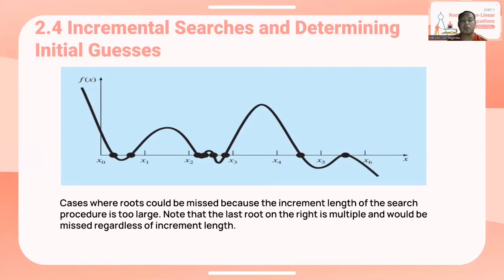So these are the cases where roots could be missed because the increment length of the search procedure is too large. Note that the last root on the right is multiple and would be missed regardless of increment length.